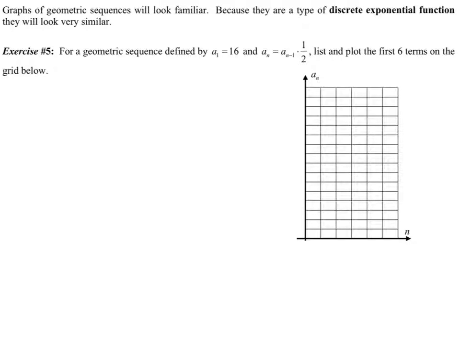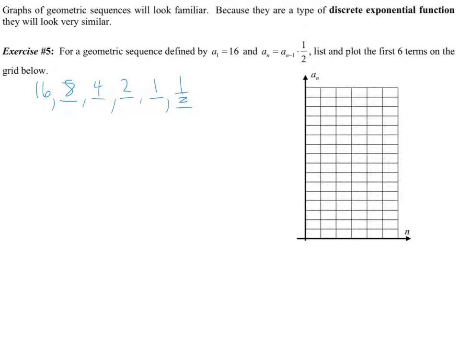All right, graphs of geometric sequences will look familiar because they're a type of exponential function. So for a geometric sequence where the first term is 16, and each time it's multiplying by half, list and plot the first 6 terms. So 16 is my first term. My second term, you divide it by 2. My third term, you divide it by 2. My fourth term, you divide it by 2. Fifth term, divide it by 2. And my last term, again, you divide it by 2 to get 1/2.